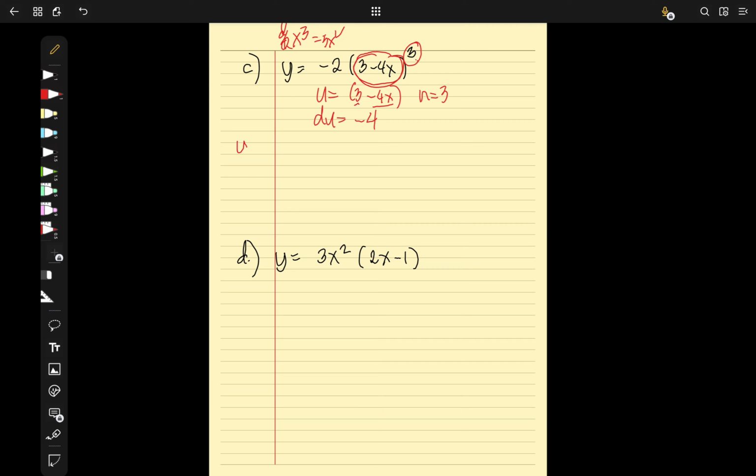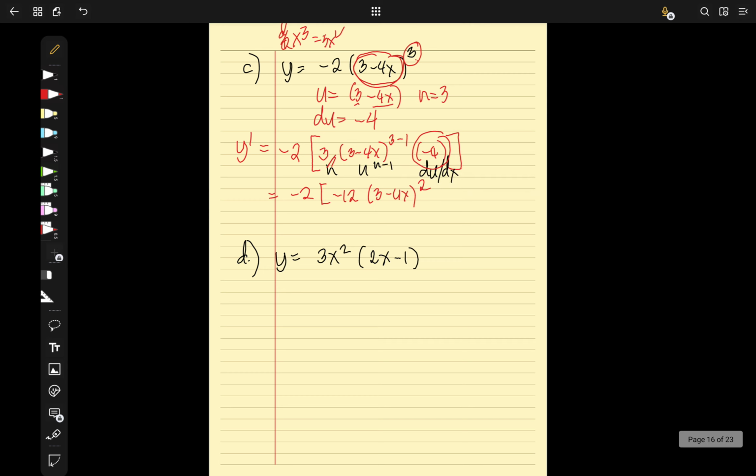Okay, so let's simplify. We'll have 3 times negative 4 is negative 12, times 3 minus 4x raised to 3 minus 1 is squared. And finally, let's introduce the other constant from earlier, the one we set aside. So, negative 2 times negative 12 will have positive 24. Then 3 minus 4x raised to 2. And you will have this y prime.